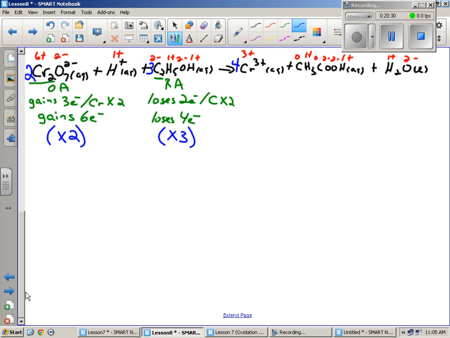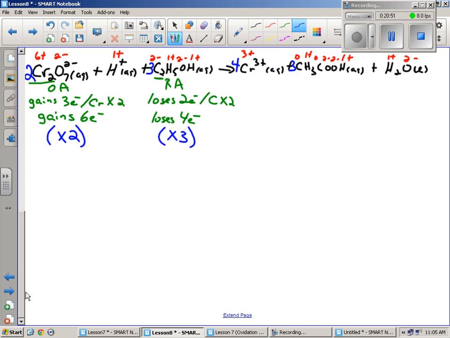How many carbons do I have here? 6. Don't forget I have 2 right here. That's actually a 3, that 2 in that compound. Carbon. Those numbers are done. You have to balance the rest.